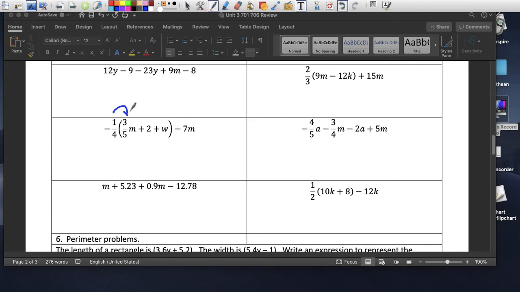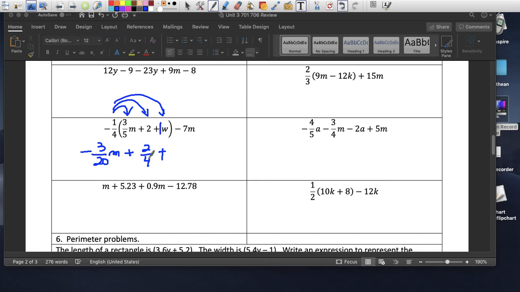Distributive property always has to be done because we want to remove the parentheses, right? So we're going to do the distributive property 3 times. Negative 1/4 and 3/5 is going to be 3/20 m. Right? Multiply the numerators, multiply the denominators. Negative 1/4 times 2 is going to be 2/4, or if you want to write 1/2, that's fine. I'm going to leave it 2/4 for now.